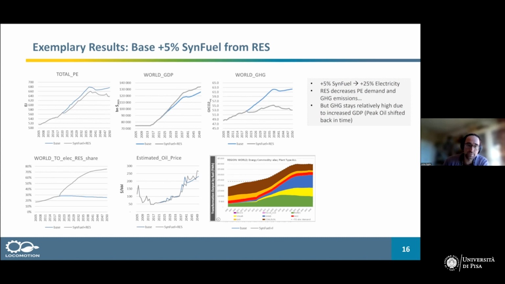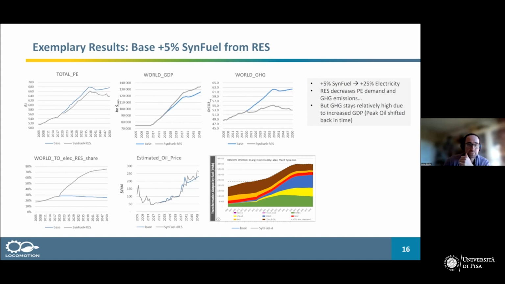It is quite significant. However, we see that renewables work. We have lower greenhouse gas emissions, this is the gray line, and we can also reach a higher GDP, because you see that the peak oil is a bit delayed. So we reach higher GDP in total, and our total primary energy demand is also reduced.